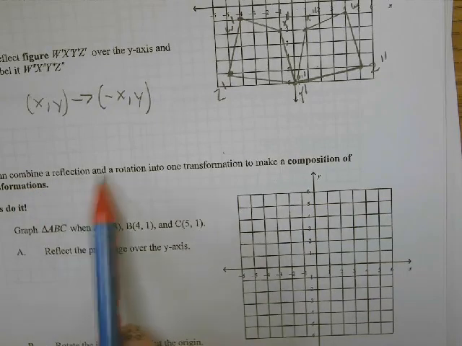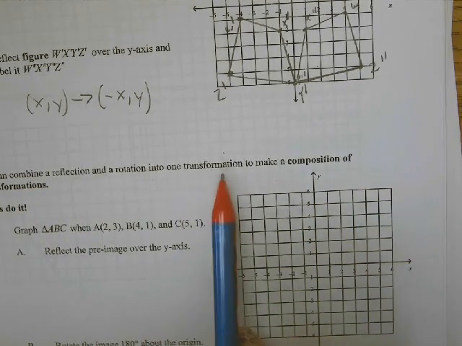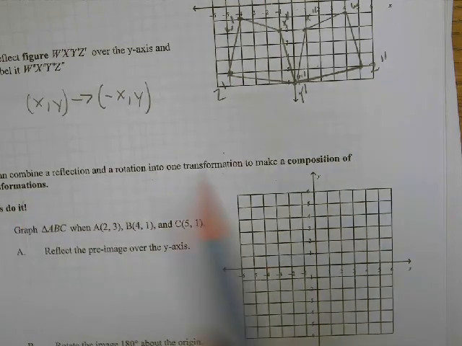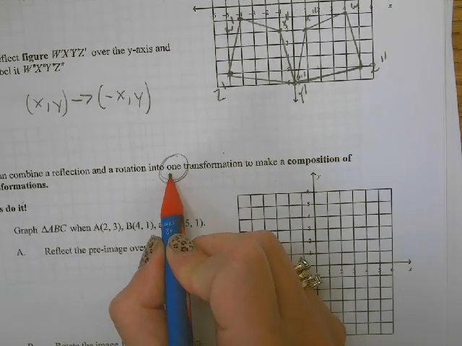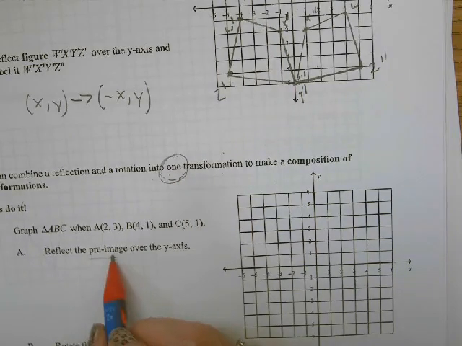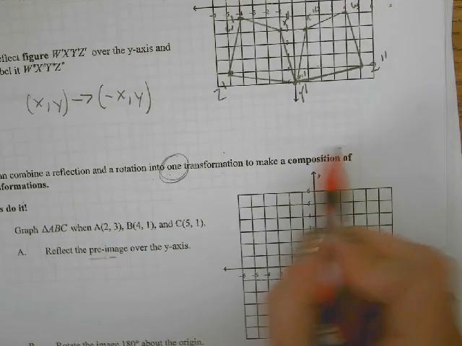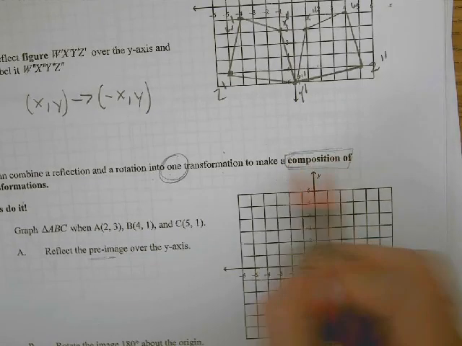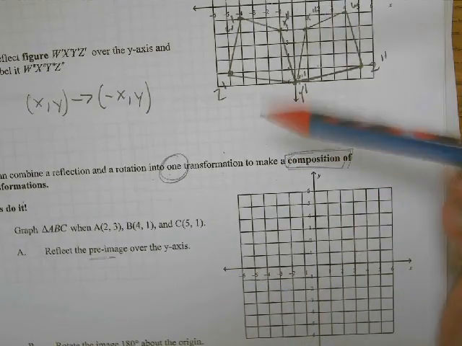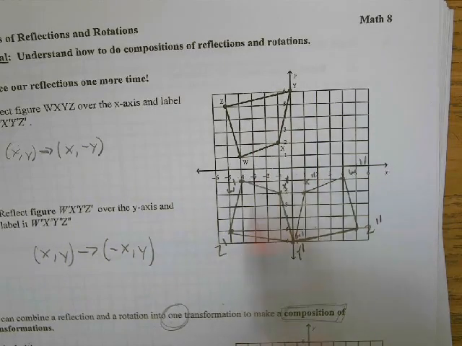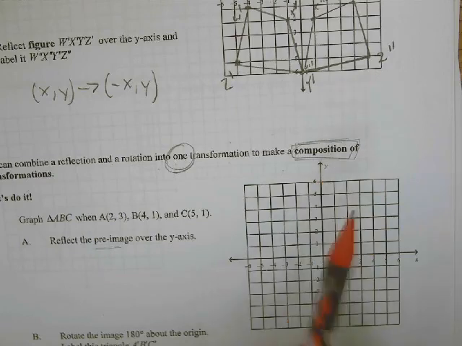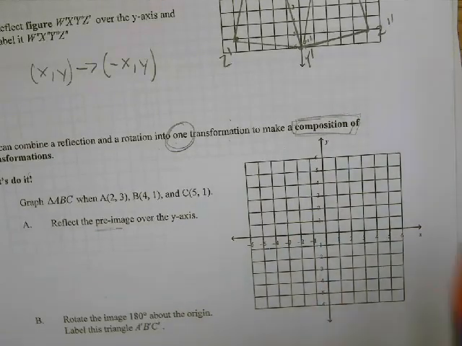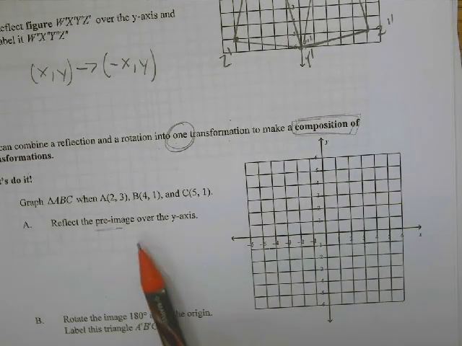Okay, so now it says we can combine a reflection and a rotation into one transformation to make a composition of transformations. So the key is that it's really going to look like one transformation. This pre-image is really like a pass-through image, or I call it a ghost. When we do these compositions, numbers 1 and 2, that's like doing two things on one graph. Look at the labeling down here, it's a composition. I'm going to do two things, but make it look like I did one thing by ghosting in this image.